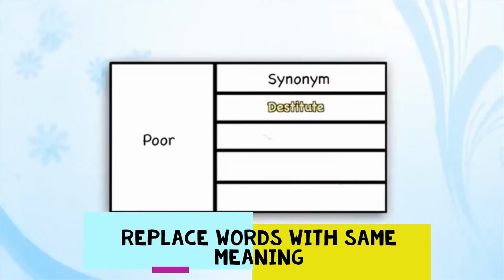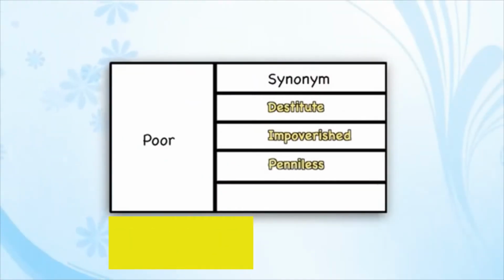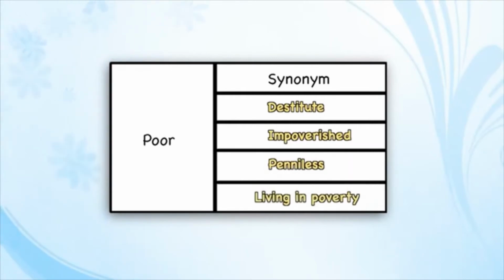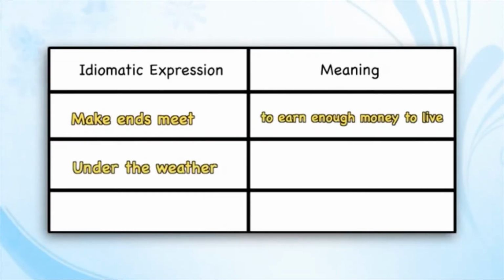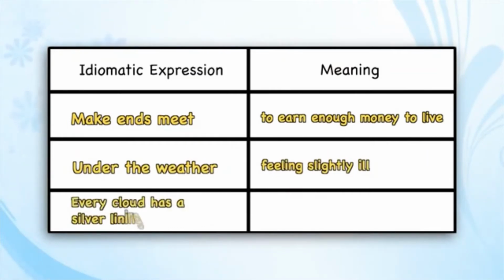Destitute, impoverished, penniless, and living in poverty. A thesaurus may be handy in this situation. If you don't have one, use the internet to your advantage. There are many websites that you can use to find words with the same meaning. Ends meet, which means to earn enough money to live. Under the weather, which means feeling slightly ill. And every cloud has a silver lining, which means to be optimistic.